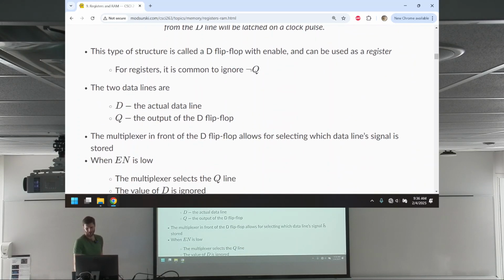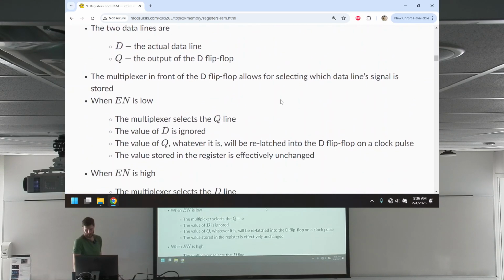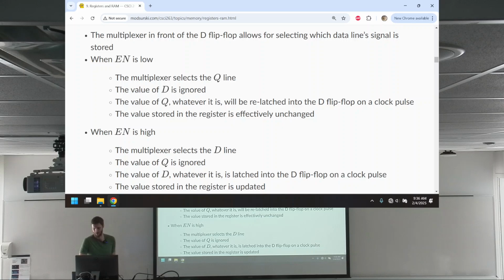The two data lines are D, the actual data line, and Q, whatever was stored in there. The multiplexer in front selects via the enable. The enable signal is acting like the selector bit for which of the two signals to feed back into the register. The value of Q is relatched into the D flip-flop.